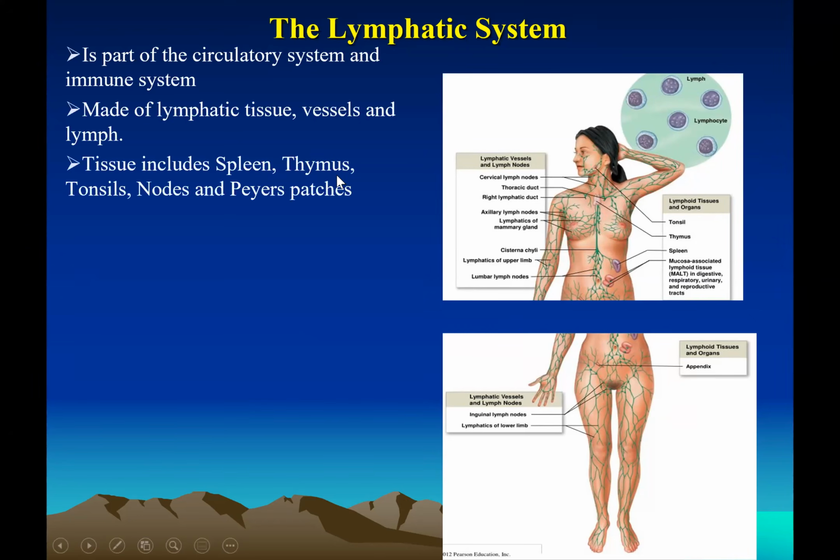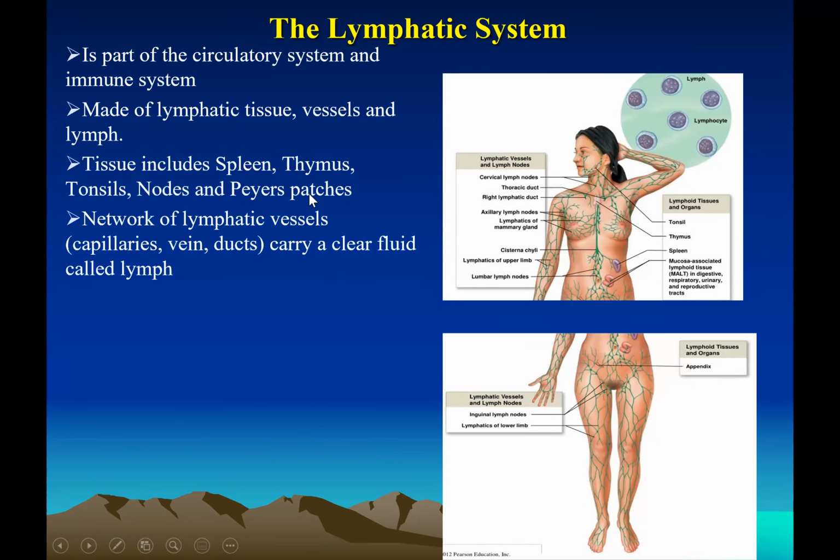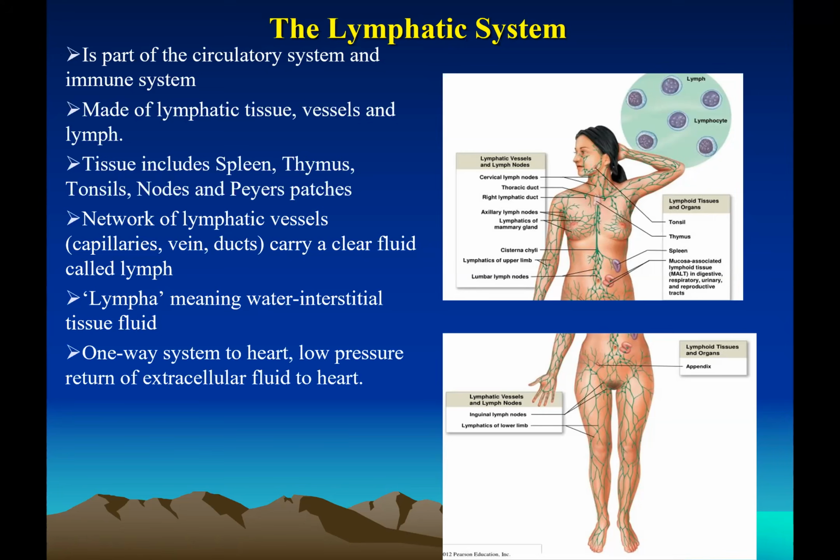These are the organs. So in mucosa associated lymphatic tissue, there are special cells discovered by Mr. Peyer. They're called Peyer's patches. The fluid in the lymphatic tissue is called lymph. Lympha means water. So it's nothing but interstitial fluid that did not go back into the capillary bed.